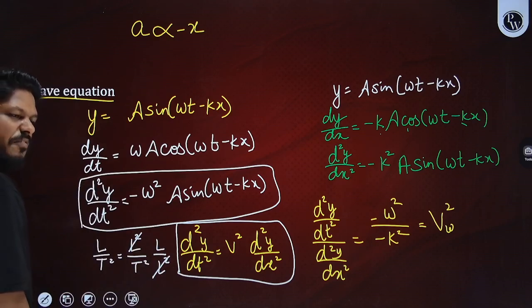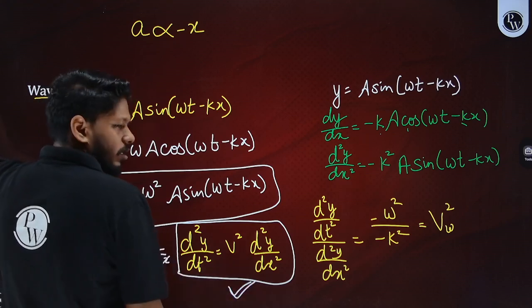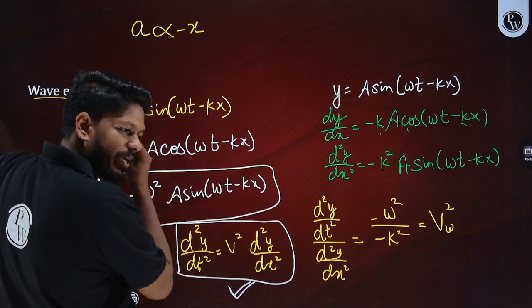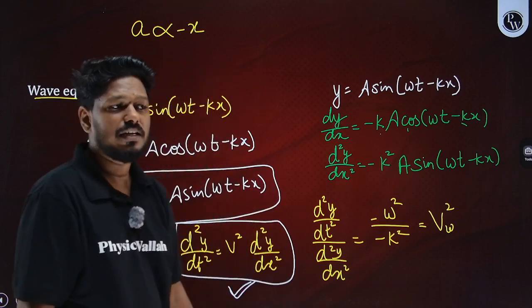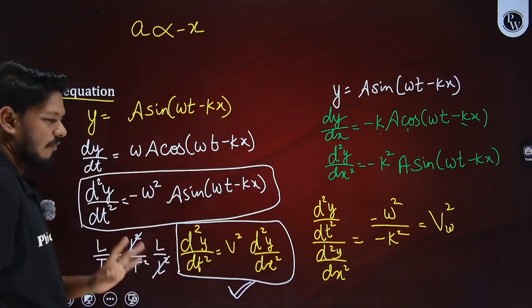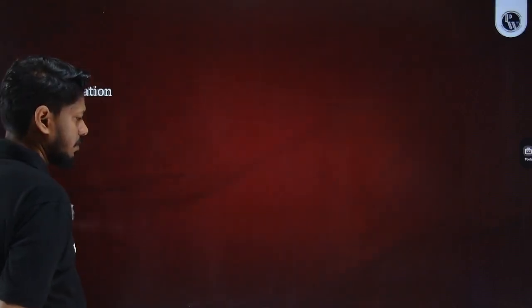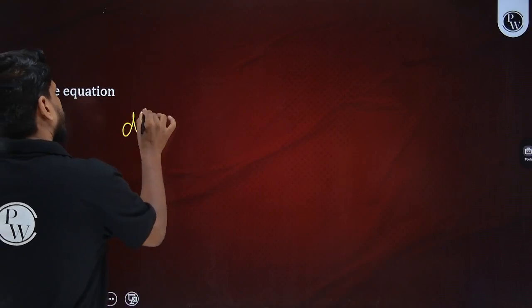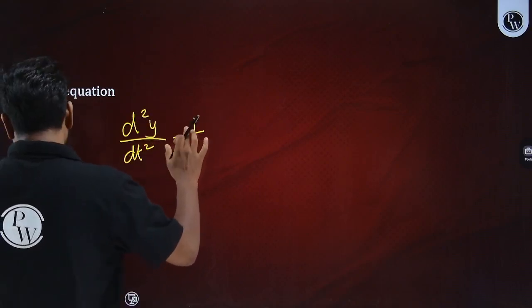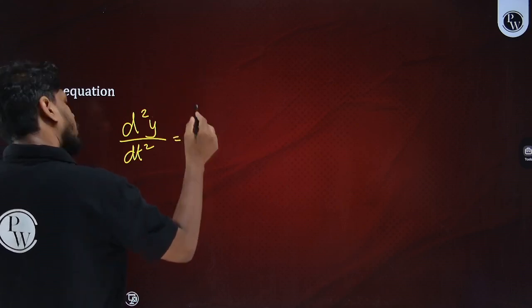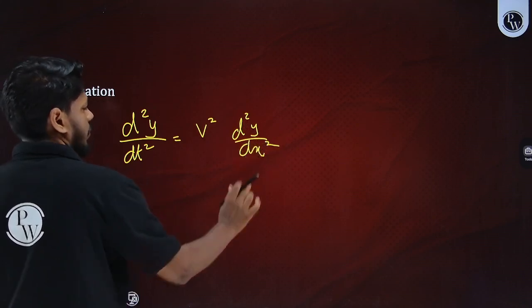Simple. So if any particle is obeying this particular equation, then we call that to be a wave. So this is the equation of wave. So this is the wave equation: d square y by dt square is equal to v square d square y by dx square.